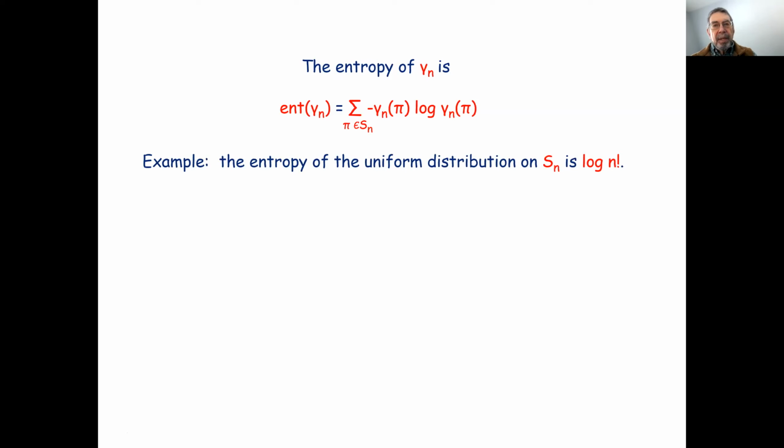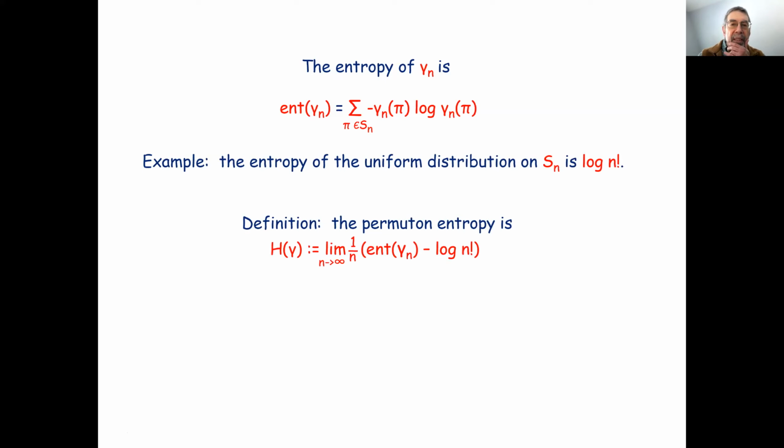So the uniform distribution on Sn would have entropy the log of n factorial. And the entropy of a permuton is then defined as: take the entropy of this distribution, knock off log n factorial, divide by n, and take the limit as n goes to infinity. By doing that, we've isolated that non-positive number c that we were talking about on the previous slide.